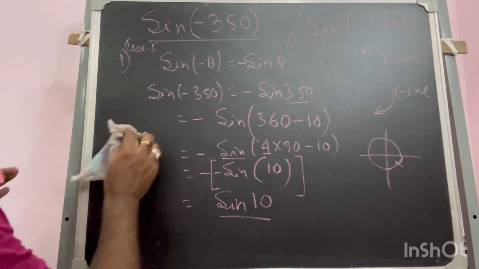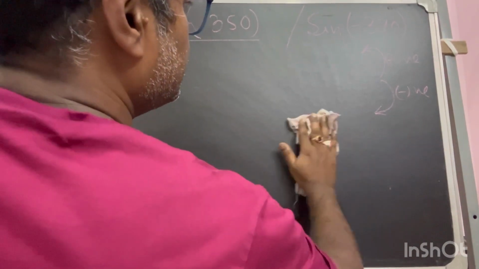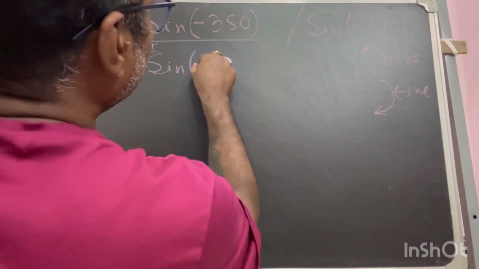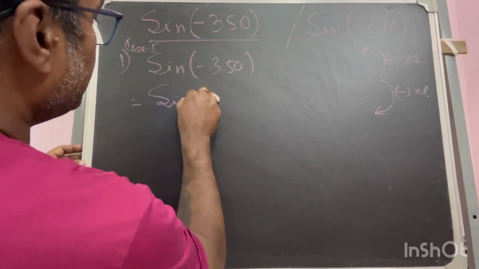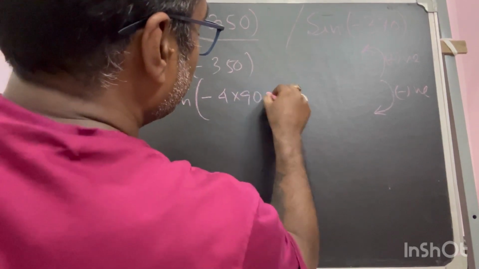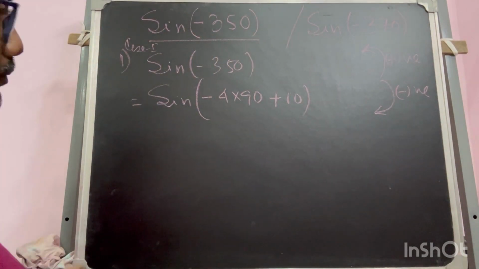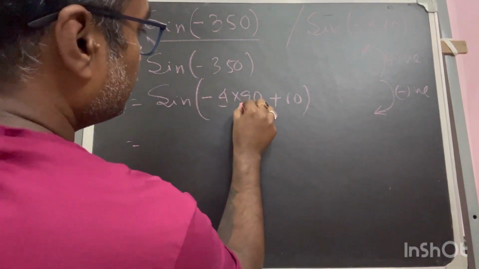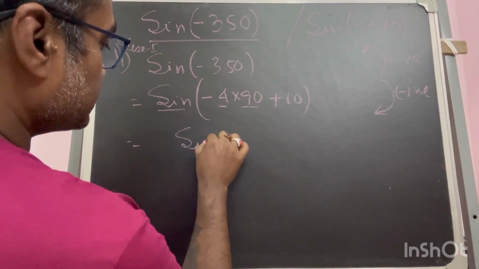Remember this result. Now case 2, where I will not use sine of minus theta is equal to minus sine theta. If I want to do it directly, sine of minus 350, I am writing here again. So I can write this as sine of minus 4 into 90 plus 10. Now, as per the earlier understanding, what is the case? Any even number multiplied by 90 will keep sine as sine. If I follow that rule, sine will be sine.